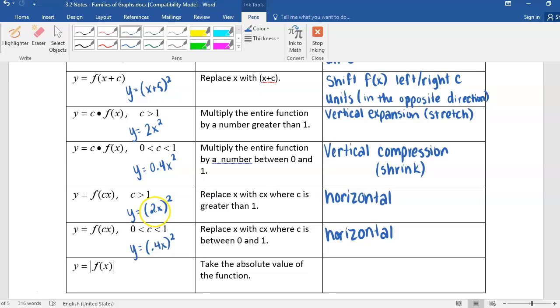So if you have a number like 2 inside of your parentheses, any number that's bigger than 1, this is a horizontal compression. So horizontally, big numbers compress the graph. And if you have numbers between 0 and 1, it's a horizontal expansion. Okay, questions?